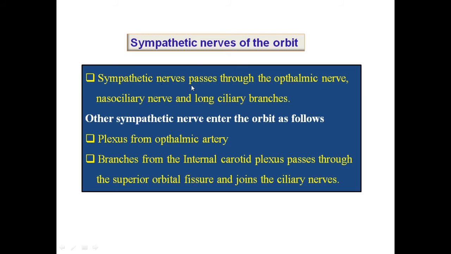The sympathetic nerves of the orbit. The sympathetic nerves pass through the ophthalmic nerve, the nasociliary nerve, and long ciliary branches, and other sympathetic nerves enter the orbit as follows: the plexus of the ophthalmic artery, branches from the internal carotid plexus, pass through the superior orbital fissure and join the ciliary nerves. We already know this from the T1 segments.